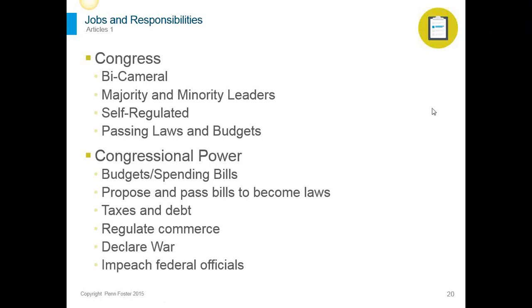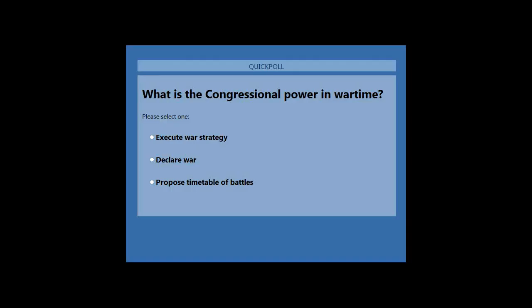So that brings us to our first poll question. What is the congressional power in wartime? Does the Congress execute the war strategy? Does it declare war? Or does it propose a timeline for battle? So setting up a war, where battles we're going to be having. Which answer is correct? Again, is it executing war strategies, declaring war, or proposing a timetable for battles? Give you guys another 5 seconds. Finishing up in 3, 2, 1.